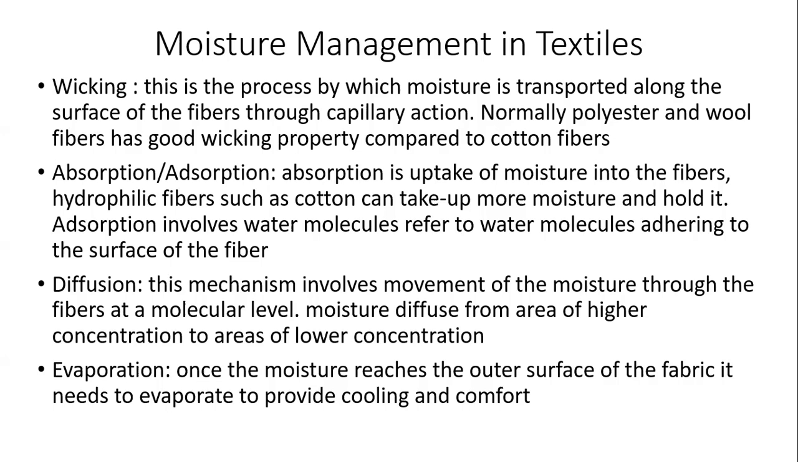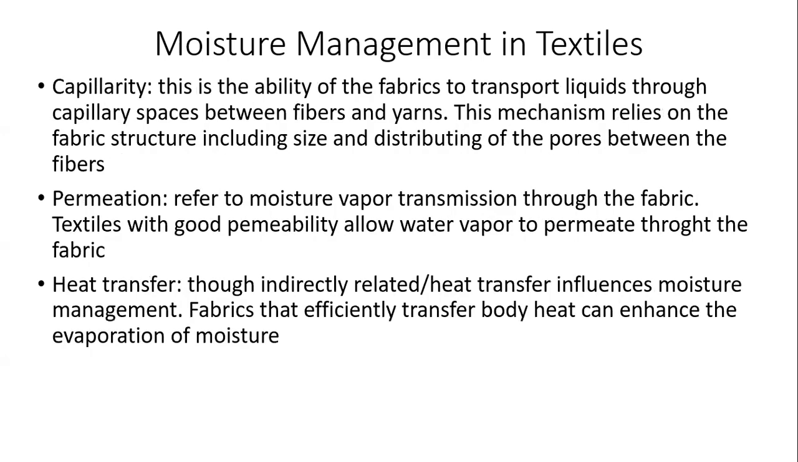Moisture evaporation is mostly effective when you have a thin layer of moisture on the surface. That means the moisture which comes into direct contact with the air gets evaporated faster. As long as you can spread your moisture evenly over a larger area, your moisture evaporation rates would be higher. So therefore, evaporation is also a very important mechanism when it comes to moisture management in textile.